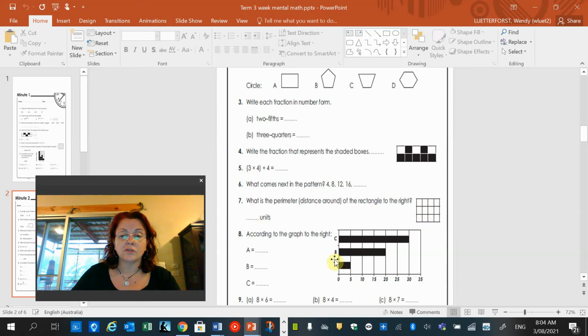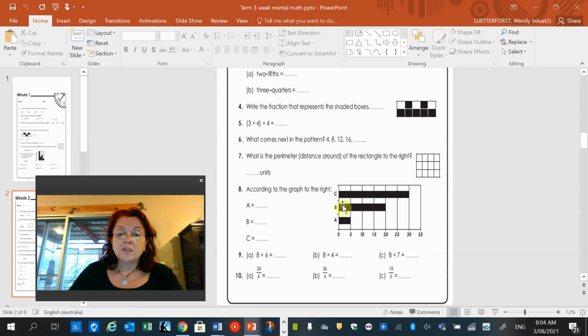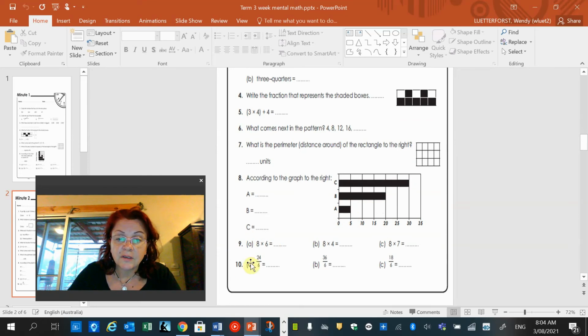So 12 units. According to the graph on the right, A, now this time we've got a horizontal bar graph. So you work out what those add up to, the content is. So A is 5, B is 20, and C is 30. Work those out.